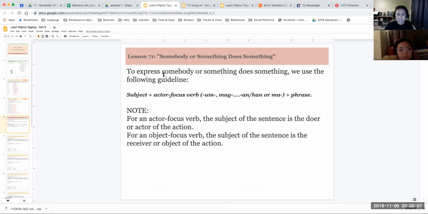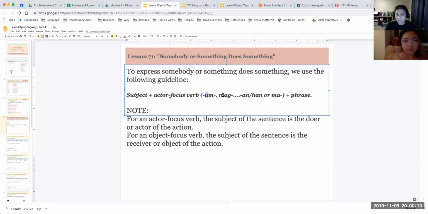Okay, we're going to continue this to express somebody or something, because this is a totally different mag, an, han, or ma phrase.